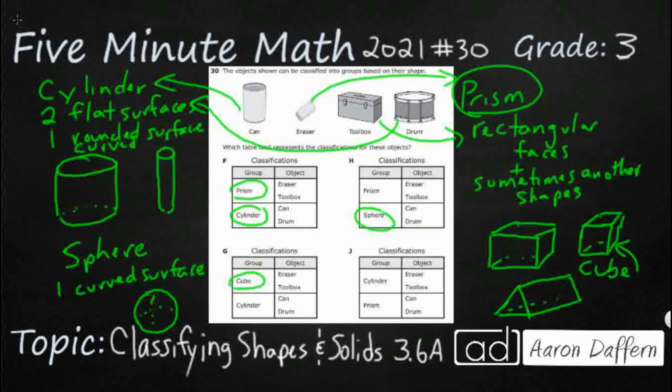So we don't have any cubes, so we're going to get rid of this one. We're going to get rid of G because it's got a cube. Prism, cylinder, prism, sphere, we're going to get rid of H because it's a sphere. We don't need that. And so for F, we've got eraser, toolbox, and can and drum and cylinder. That's our answer.